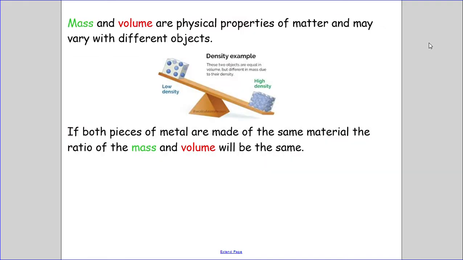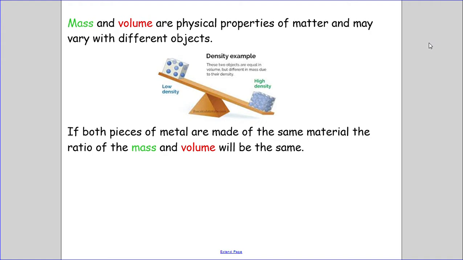So this idea of mass and volume. Mass and volume are physical properties of matter, and they may vary with different objects. So some objects may appear light, some objects may appear really heavy. In the example that you can see here, I've got two objects that actually have the same volume. They're equal in volume, but yet one has a much higher density than the other. So if they were to be placed on a balance scale, the one with the higher density would obviously weigh more and push this down. It has more mass crammed into the same volume.